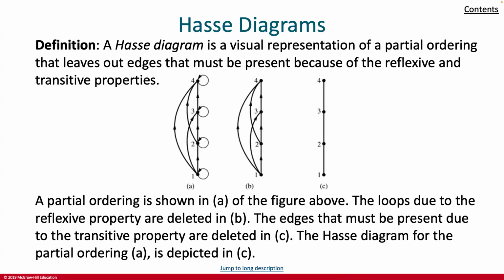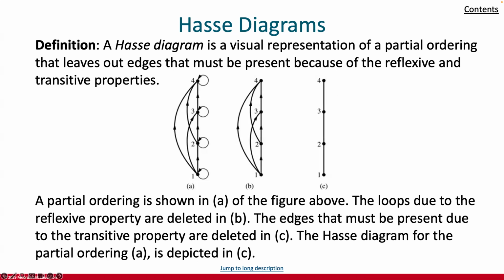Okay, the last thing that we'll talk about for this lecture is Hasse diagrams. A Hasse diagram is a visual representation of a partial ordering that leaves out edges that must be present because of the reflexive and transitive properties. A partial ordering is shown in A of the figure above. The loops due to the reflexive property are deleted in B, and the edges that must be present due to the transitive property are deleted in C. The Hasse diagram for the partial ordering A is depicted in C.